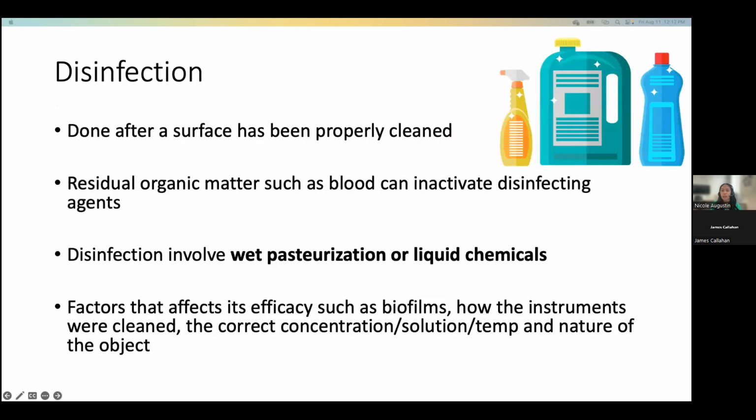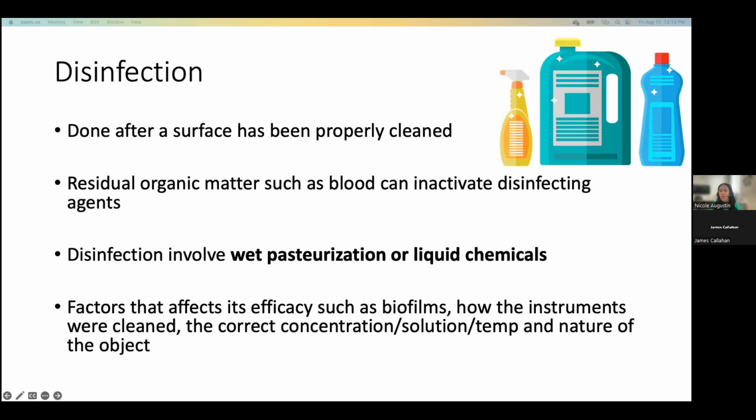So now that we know the Spalding classification and the types of organisms and spores that are destroyed, let's dig into disinfection further. It's done after a surface has been properly cleaned. The purpose is you want to eliminate microorganisms, with the exception of spores. Residual organic matter such as blood can inactivate disinfecting agents. Disinfection involves wet pasteurization or liquid chemicals. Factors that affect its efficacy include biofilms, how the instruments were cleaned, the correct concentration of solution, temperature, and the nature of the object.